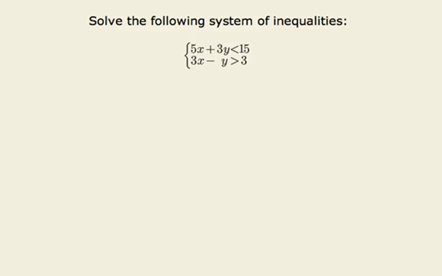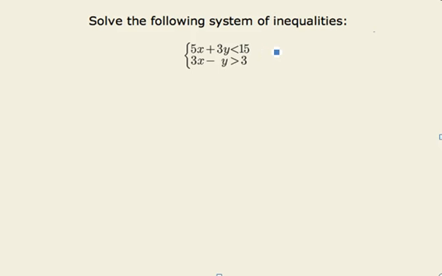Solve the following system of inequalities: 5x plus 3y less than 15, 3x minus y greater than 3. To start with, let's go ahead and rewrite these two inequalities so that they're in the form y less than or y greater than something.